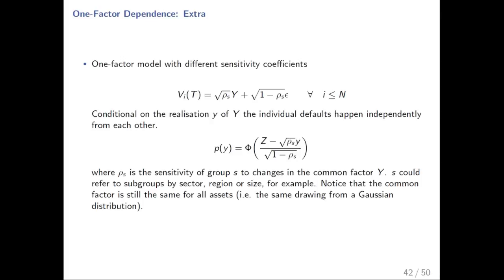So if there were sectors, I guess this should have an S here. There are certain sectors of firms that have different exposures to the state of the economy. For example, automotives are more pro-cyclical than pharmaceuticals. They would have a different sensitivity here. How would you solve this model, extend this model to that?